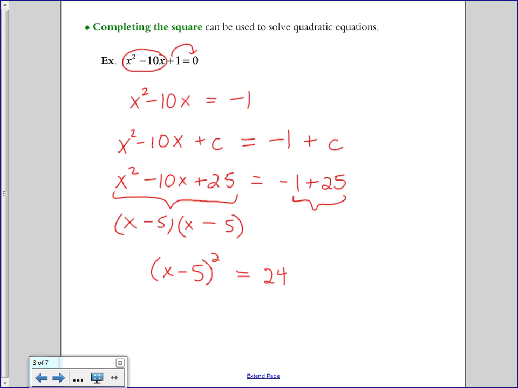When you have an equation like this, we can solve using square roots, which is the very first type of solving method. You could solve this using a square root just to cancel out that second power, as long as you remember to put a plus or minus so you get your two answers.